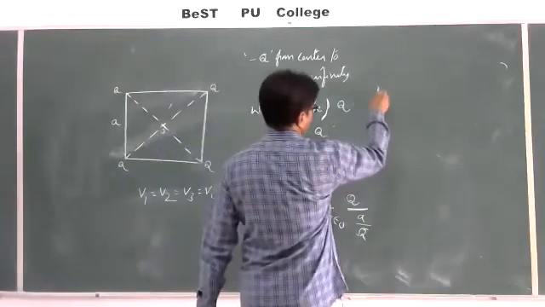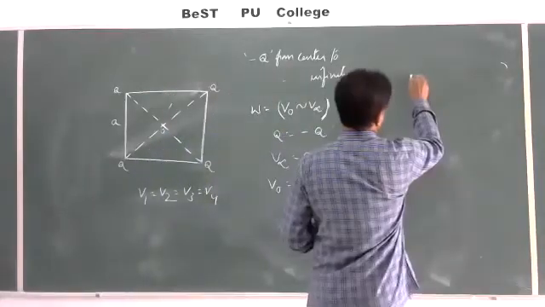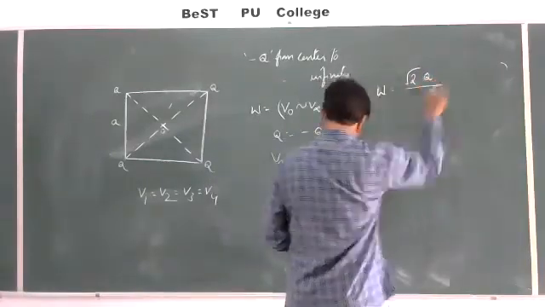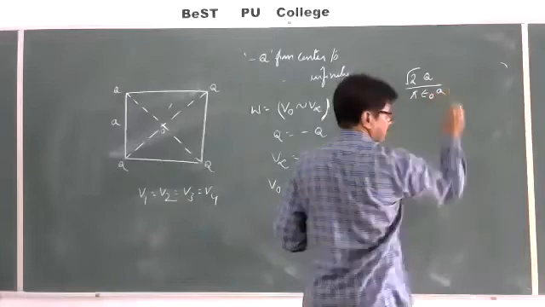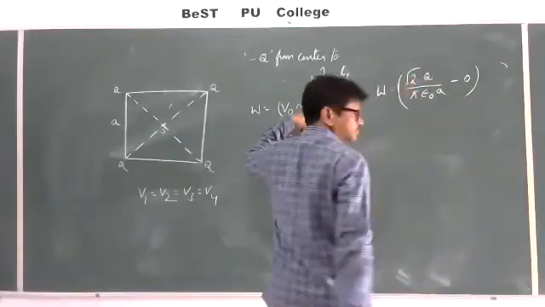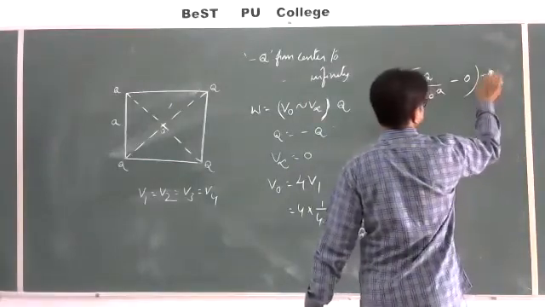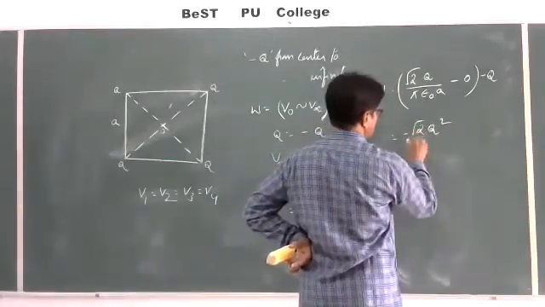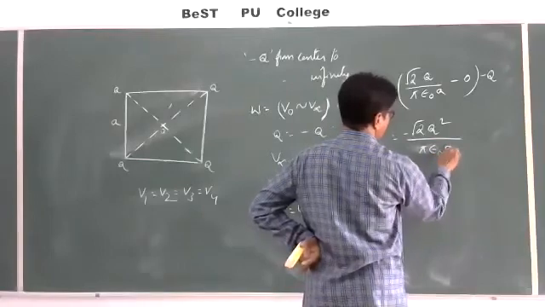Now work done is equal to, here 4 and 4 get cancelled, root 2 goes into the numerator, root 2 Q by pi epsilon naught A, minus the potential at infinity, which is 0, into the charge we are moving, which is minus Q. So it is equal to minus root 2 Q square by pi epsilon naught A.